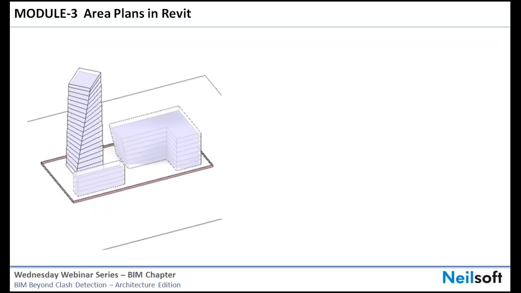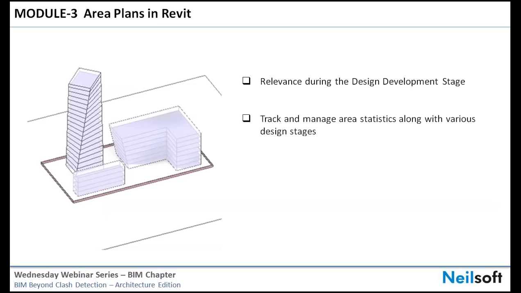This is the shortest module. There is one feature in Revit which is called area plans, and now we will be moving out of the concept design stage, and see that there are a lot of challenges in the design development stage as well. This is more relevant in the drawing and design development stage. We can track and manage area statistics all along with the design stages.